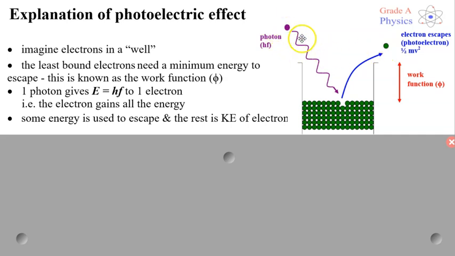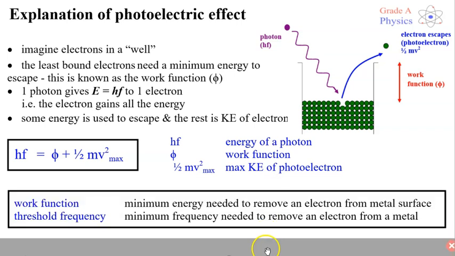Okay, so we have this interaction of energy, conservation of energy. So how are all these terms related? We have hf, which is the energy of the photon, is equal to phi, the work function, plus the kinetic energy, half mv squared. Now it's important to say that's the maximum kinetic energy, and we'll see why that's the case later on in the video. So all of these terms must have the same units.